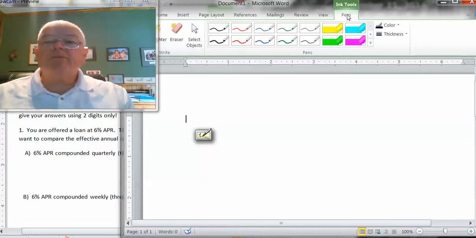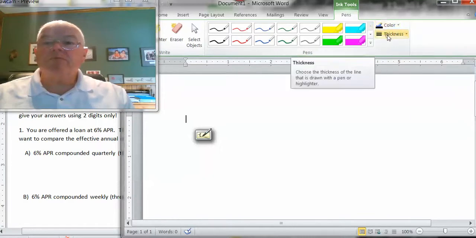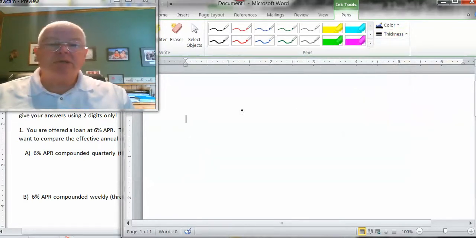Oops, I've got to go to the pen mode. I was in the pen mode, but now it didn't seem to want to give me back to the pen mode. So here I'm back in the pen mode.